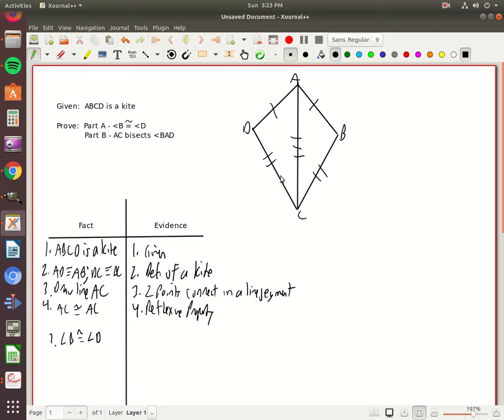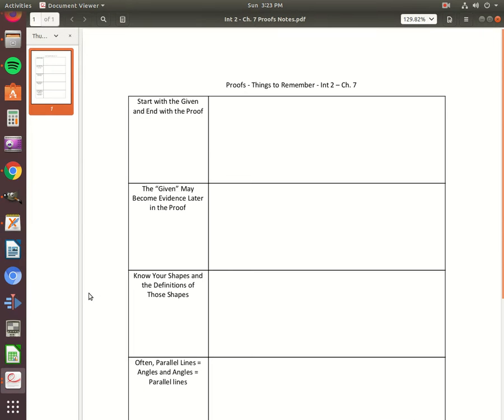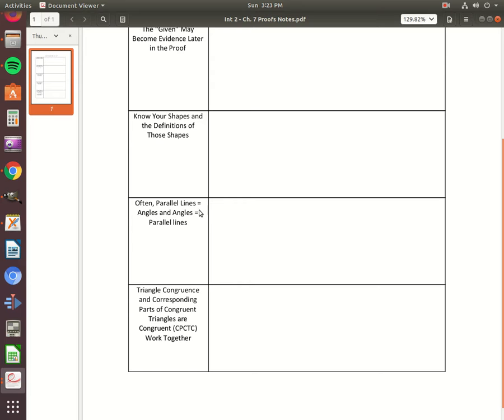And now look at that. I think I can say these triangles are congruent. So I'll say triangle ADC is congruent to triangle ABC because of side congruence. So if I go back to my note pages, you can see the given became evidence later, and I needed to know the definition of a kite. There are no parallel lines here, so this one didn't really do much for me. But here we go. I proved triangles are congruent.